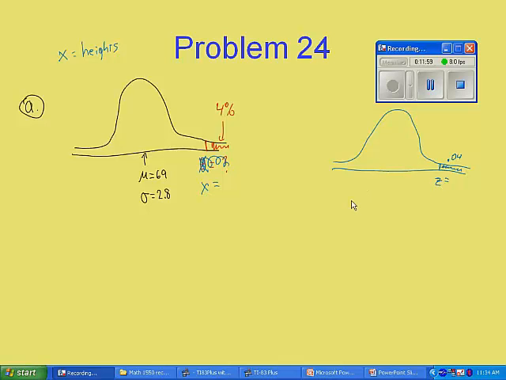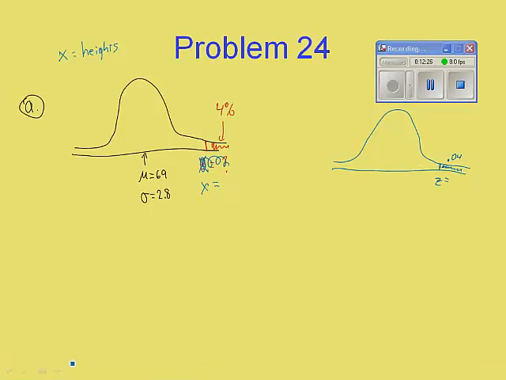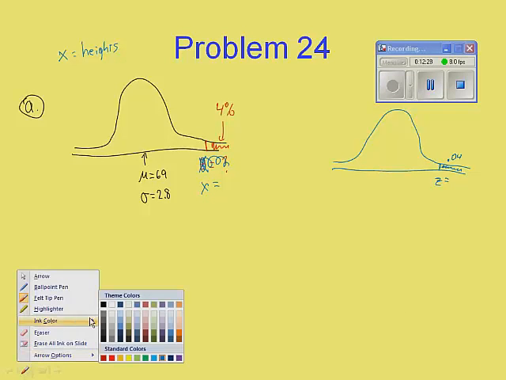Before I take your question, let me just show you one more thing. In order to compute x, what I'm going to do is compute z. And in order to compute z, I can use the table or I can use the calculator. But I need to know one more fact, and that is how much area is to the left of the z-score. Well, that's 0.96. That's easy.